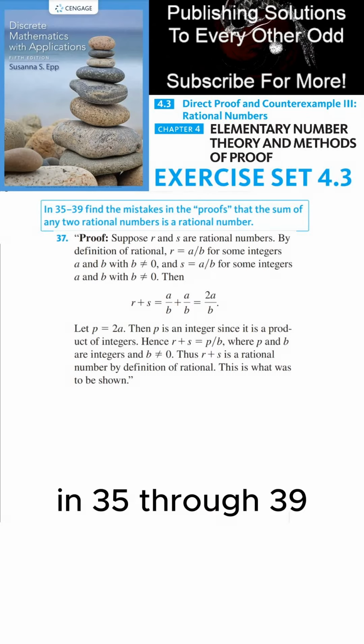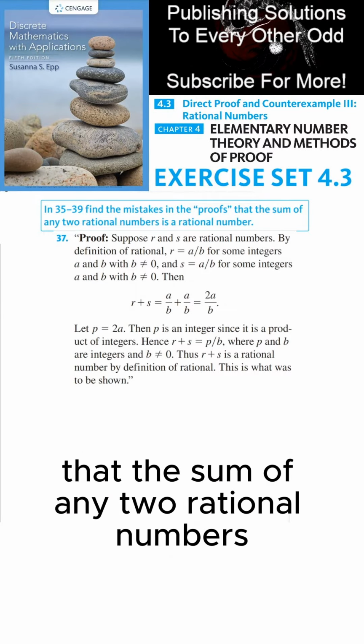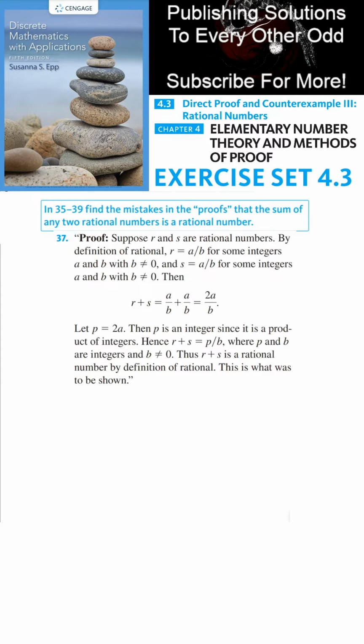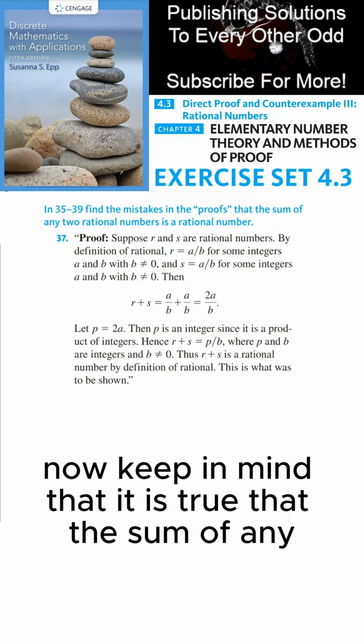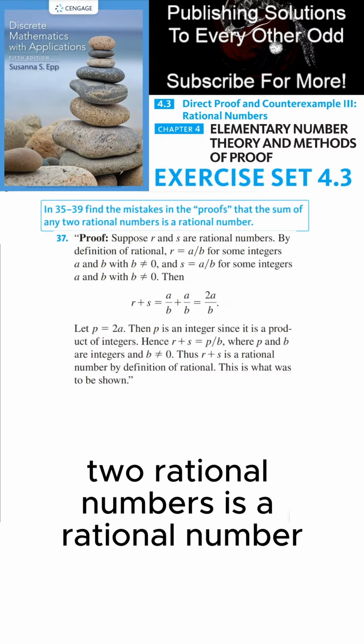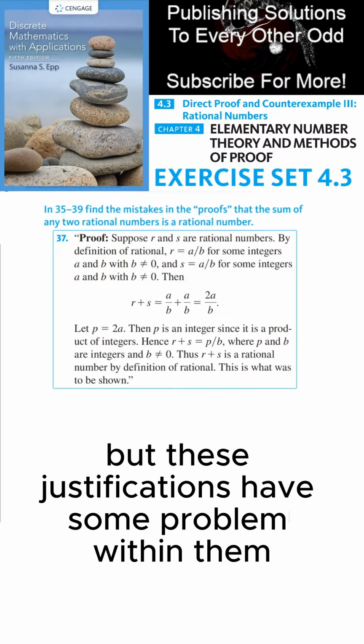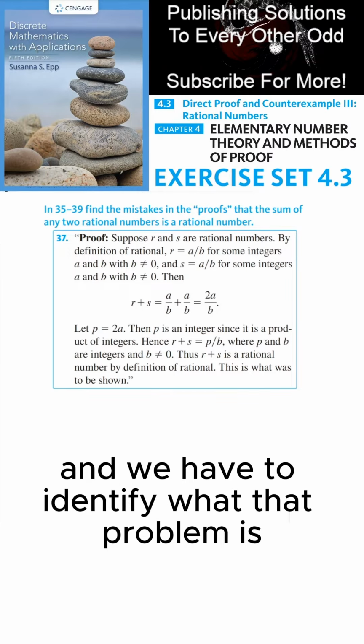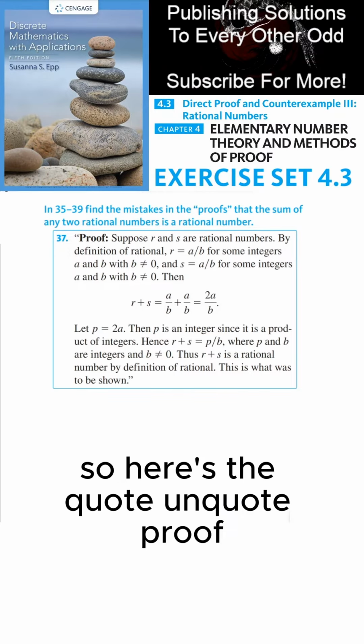In 35 through 39, find the mistakes in the proofs that the sum of any two rational numbers is a rational number. Now keep in mind that it is true that the sum of any two rational numbers is a rational number, but these justifications have some problem within them, and we have to identify what that problem is. So here's the quote-unquote proof.